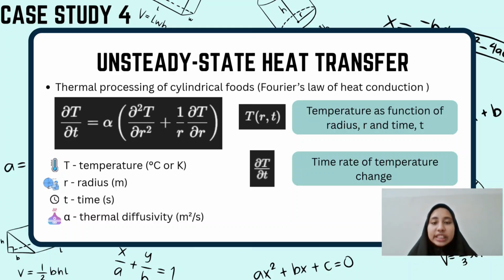So the equation is the partial derivative of temperature with respect to time equals alpha multiplied by the bracket: the second partial derivative of temperature with respect to the radius squared, plus 1 over radius times the first partial derivative of temperature with respect to radius. So T is the temperature, r is radius, small t is time, and alpha is the thermal diffusivity.